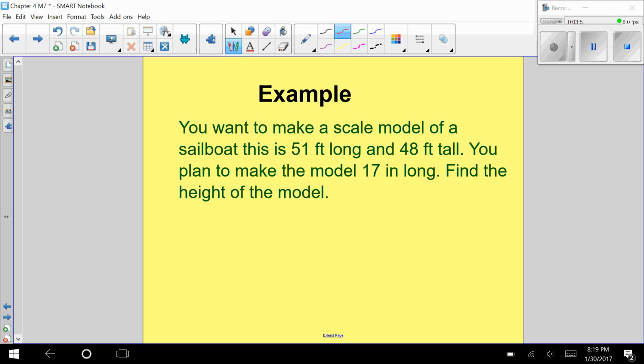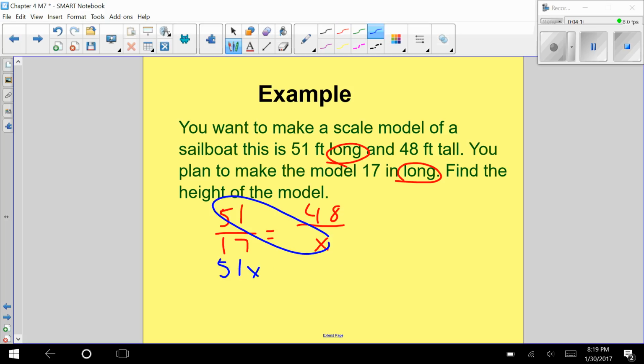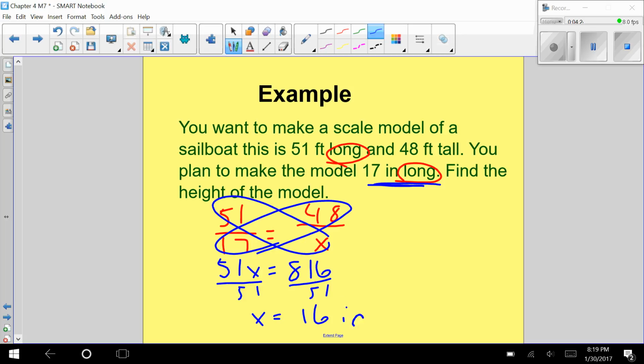All right, to do this one, we set up a proportion. Let's set up 51 feet over 17 inches, since 51 goes with 17. And then 48 feet over x, because we don't know how tall the model is. So let's cross multiply. 51x equals 17 times 48, which is 816. Divide by 51, and x equals 16. Our label is inches, so the model is 16 inches tall.